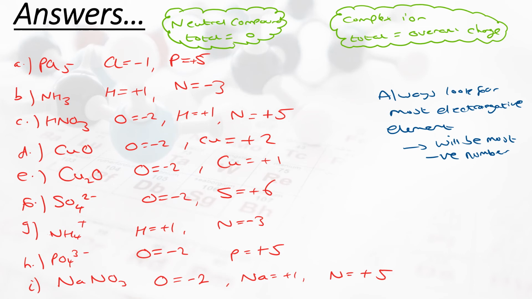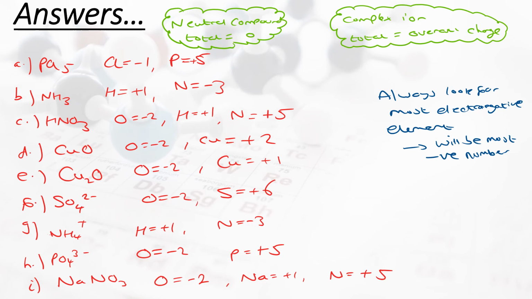The phosphate anion, PO4 3-. Again, look for the most electronegative element, which is the oxygen. There's 4 of them, so the -2 of the oxygen times 4 becomes -8. It's a complex ion with a 3- charge, so we have to have the sum of our oxidation states equal -3. And so in order to do that, we have to have a +5 on the phosphorus.